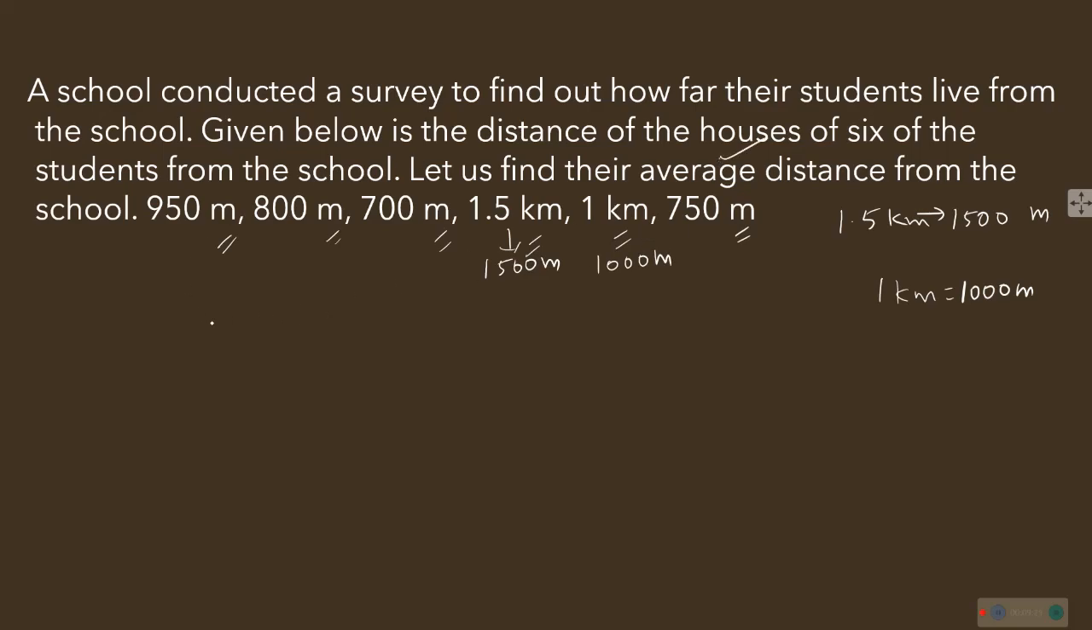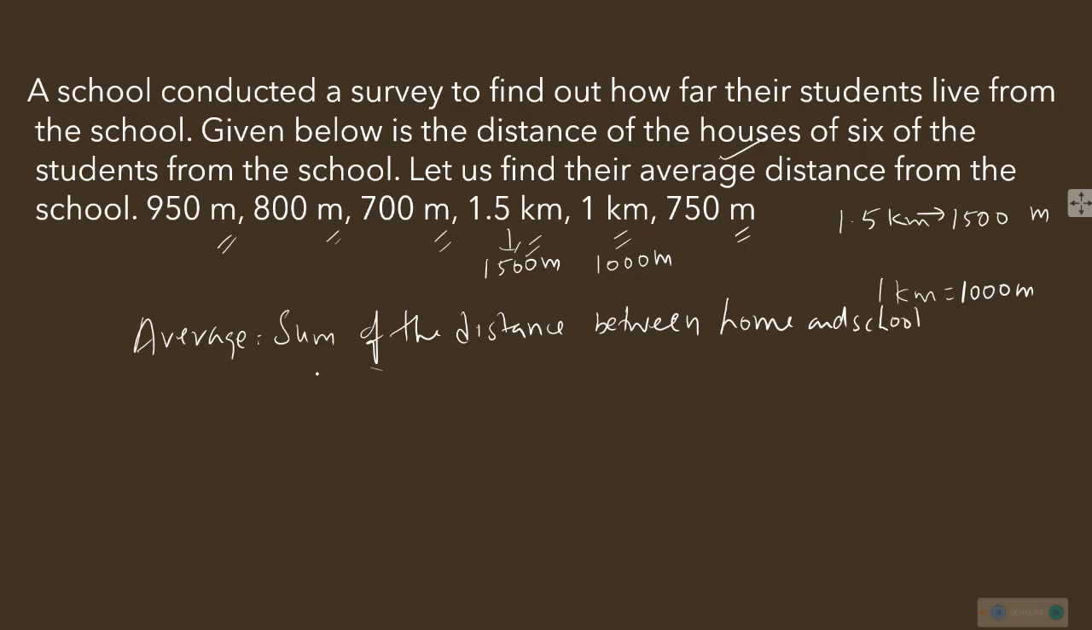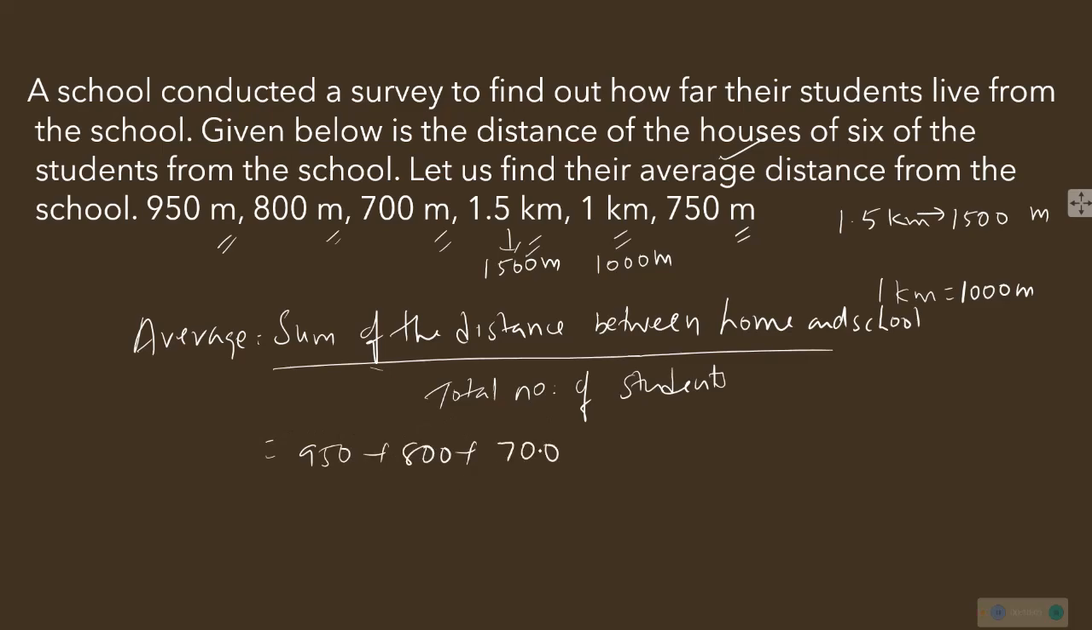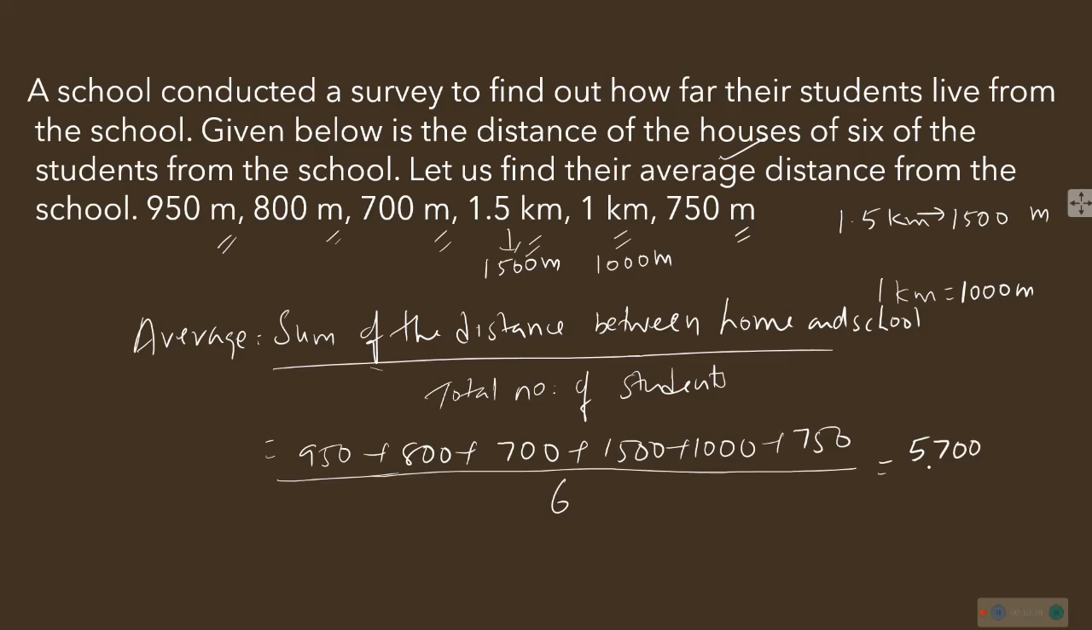Then we are asked to find out the average distance. We will apply the formula of average, where we have to sum up the distances between home and school, and divide by the total number of students, which we write as the denominator. So in this case it will be 950 plus 800 plus 700 plus 1500 plus 1000 plus 750 divided by 6, since we have information of 6 students. Adding up all these, it happens to be 5700 upon 6.